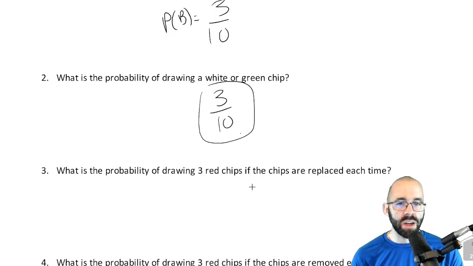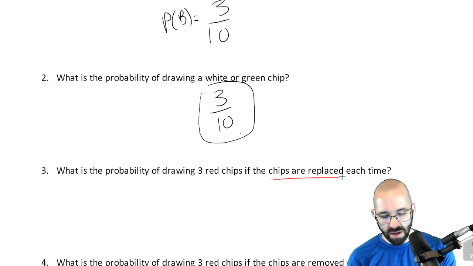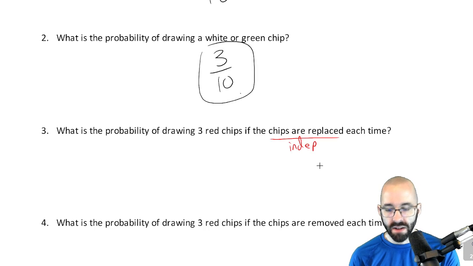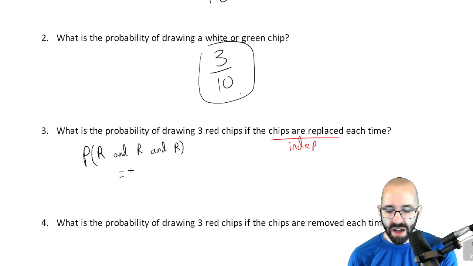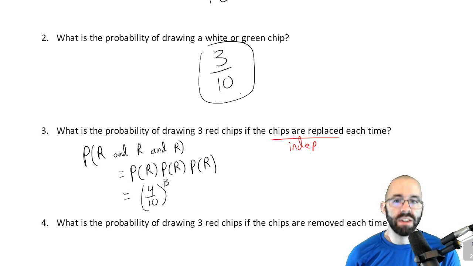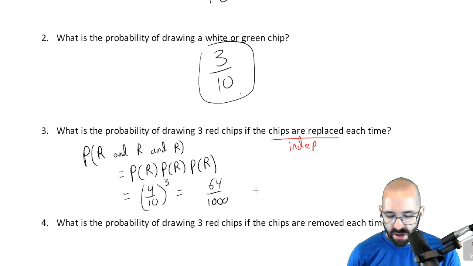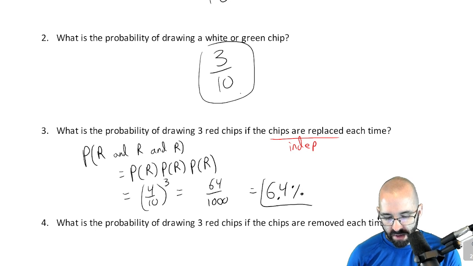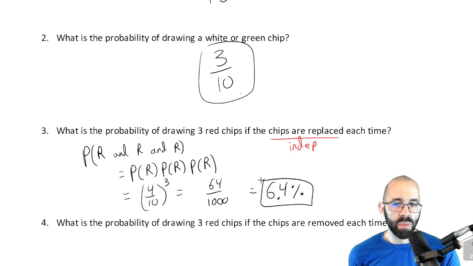What's the probability of drawing 3 red chips with replacement? That means they're independent. So this is the probability of red, and then red, and then red, and they're independent, so we can multiply them together. Multiplication, and means multiplication. We don't have to worry about conditional probabilities because they're independent. Well, a red chip, that's 4 out of 10. Multiplied by each other 3 times, so we cube it. And what you're going to get is 64 out of 1,000, which is 6.4%. So even though there's quite a few reds, it's pretty unlikely we draw 3, even if we put them back.